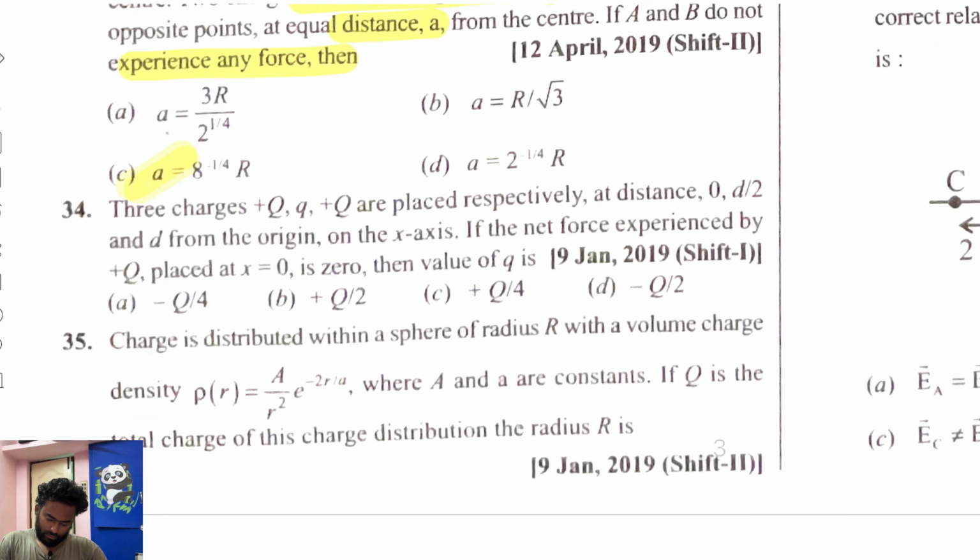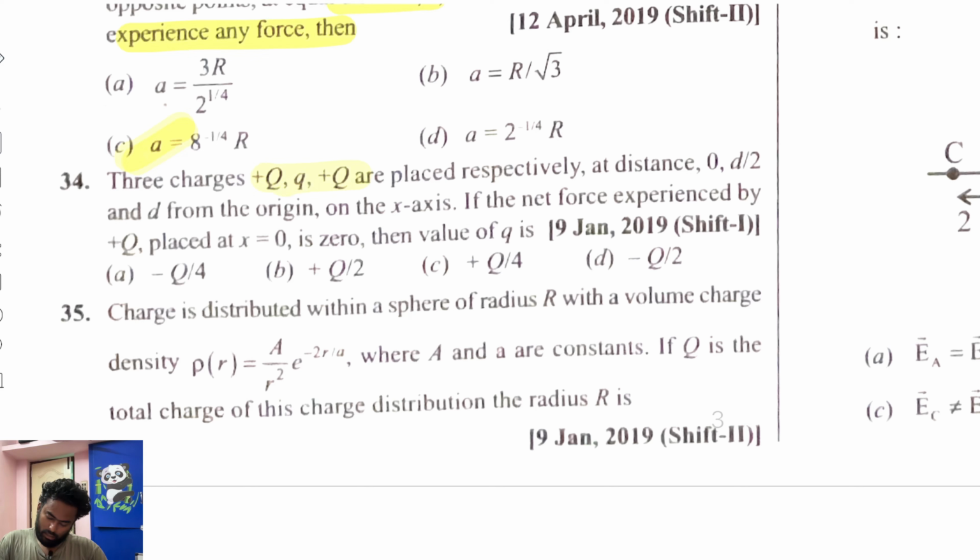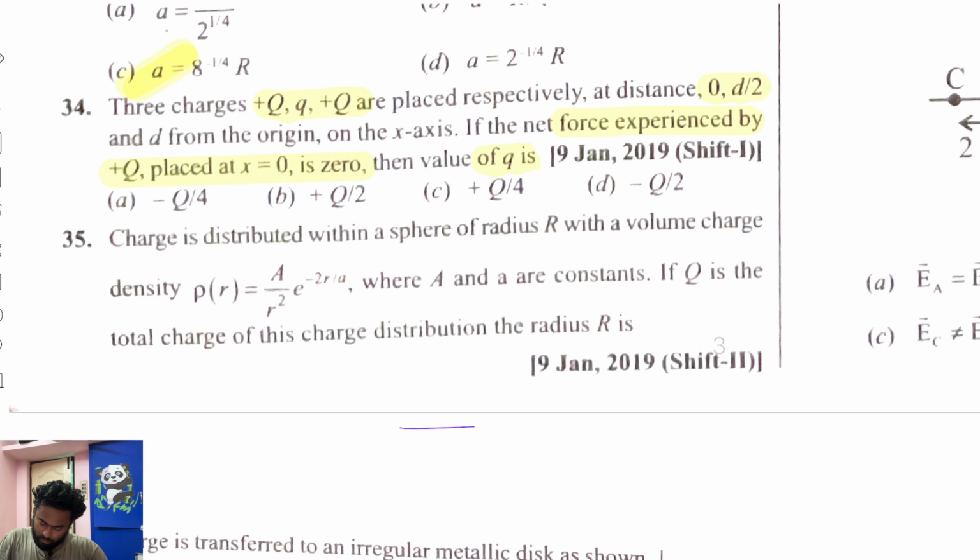Next question. 3 charges respectively 0, d by 2, d from the origin. Net force experienced by plus q placed at x equals 0 is 0. Then the value of q will be, okay, plus q charge, plus q charge, d by 2. Net force at the origin is 0, then the value will be q. So now q should be negative only, so it will attract toward this side, and this q is positive, so it will repel.